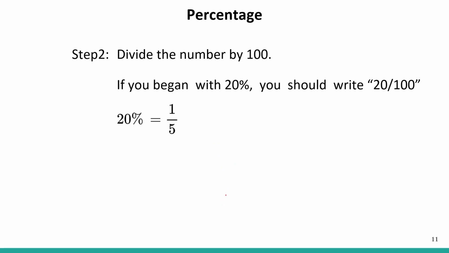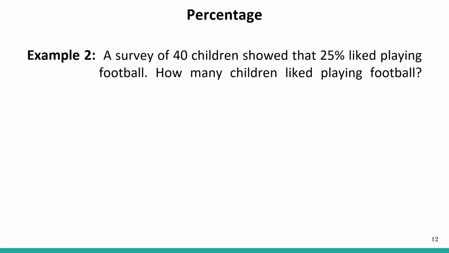So what you do next is you divide the number by 100. So 30 by 100. First we remove the percentage sign, then we divide by 100. If you began with 20%, you should write 20 by 100. Here we began with 30%, that's why we write 30 by 100. So this will be 3 by 10. This is the simplified fraction version of 30%.